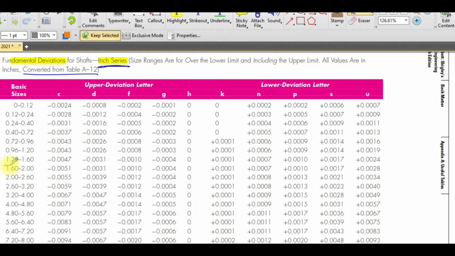Again we have 2 inches basic size, so we will come to this row, and we search for the S in the column. So here it is, the S, and the corresponding value which is to be used is this one, 0.0017.